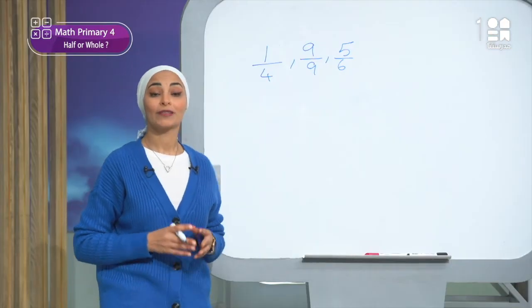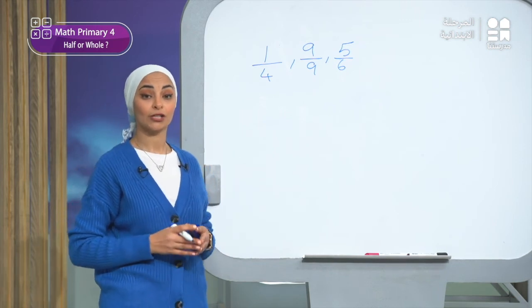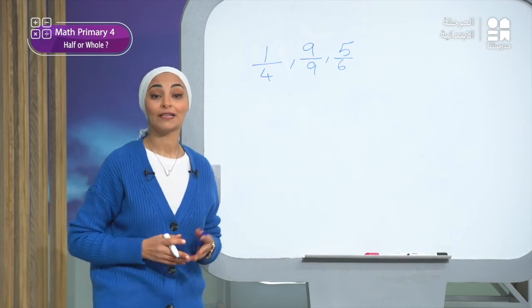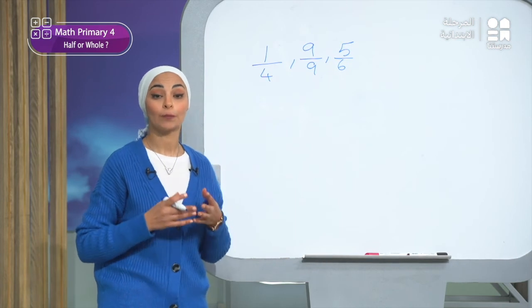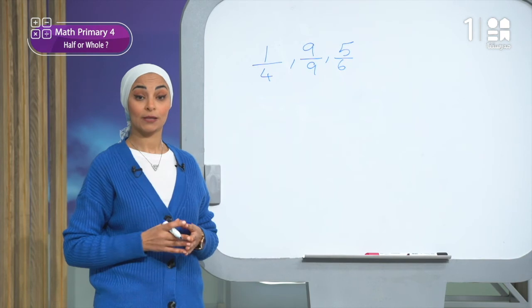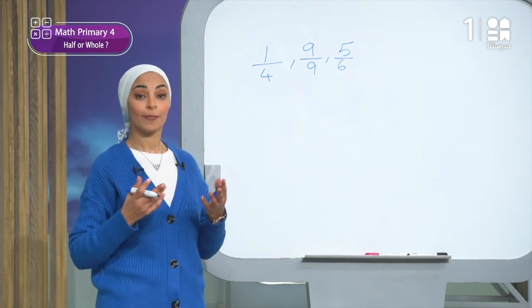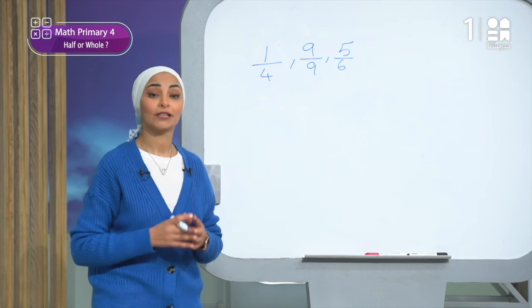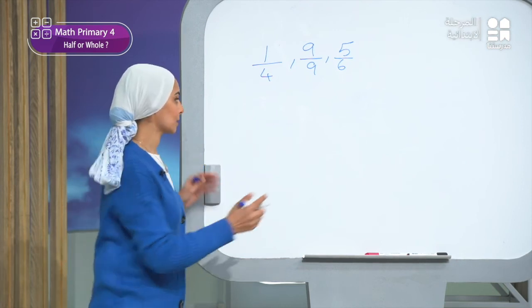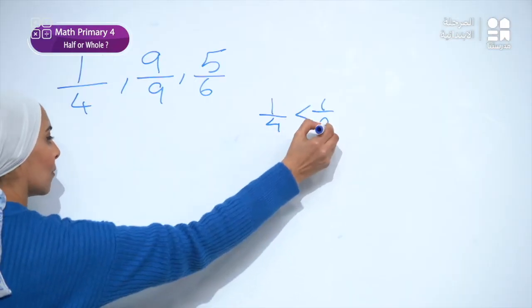Well, if we compare the first fraction, a quarter, to the benchmark fraction half, we'll find that the quarter is a known benchmark fraction, and we can use it a lot in many things. So we can compare it to the half. Well, we all know that the quarter is smaller than half, right? So the quarter is smaller than half.